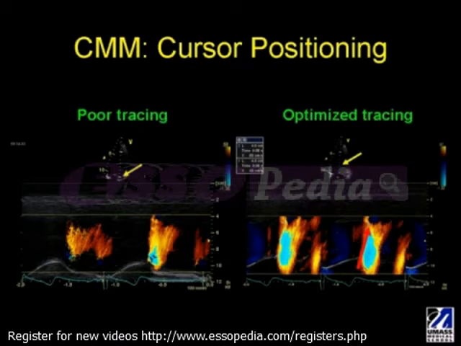Because the cursor is not positioned directly across the LV inflow, the propagation slope, or the VP, is inaccurate and difficult to measure. Now, if you look over to the right panel, where there's proper positioning of the color M mode across the LV cavity, you see that with proper alignment obtained during apnea in the same patient, the VP is clearly defined and can be easily measured.